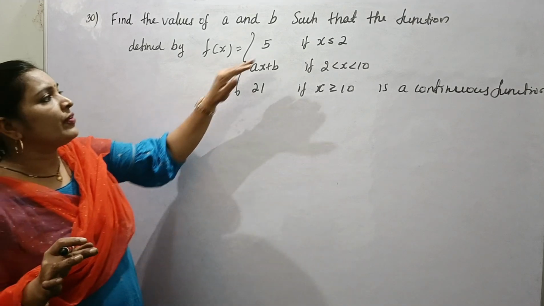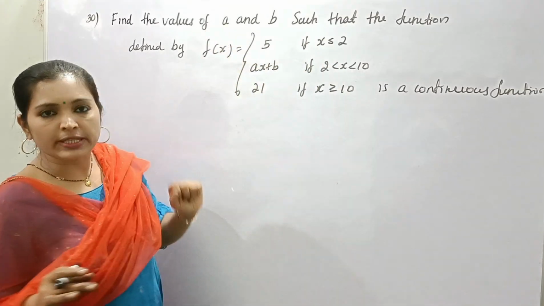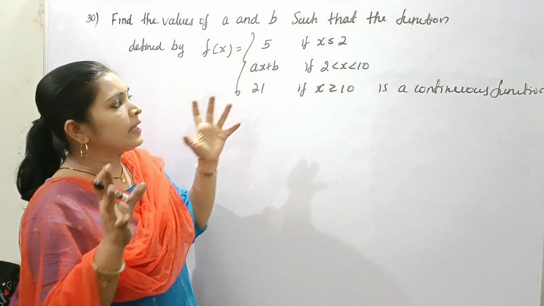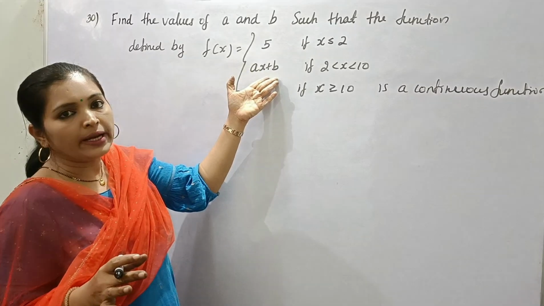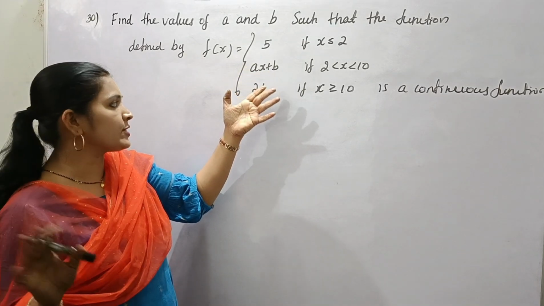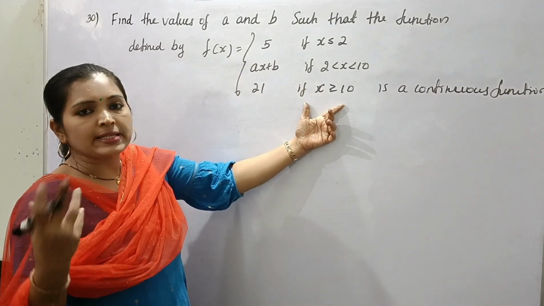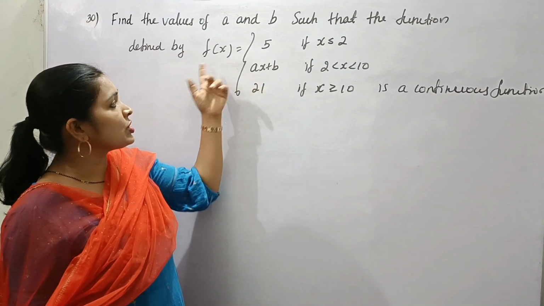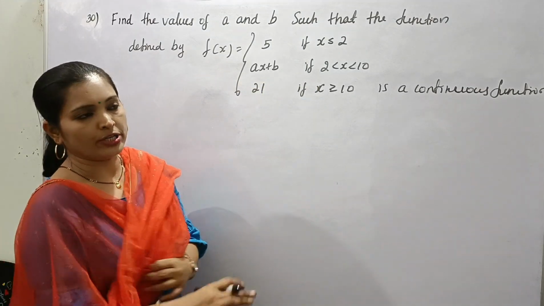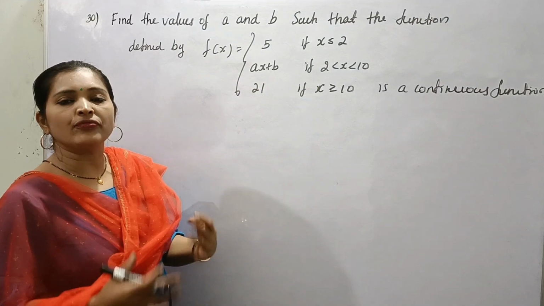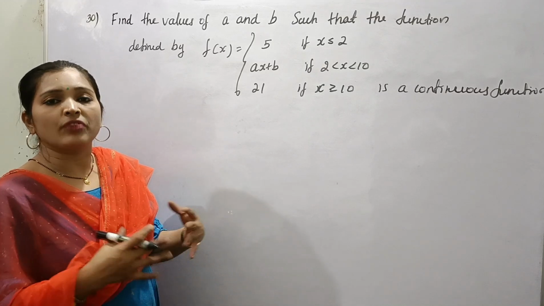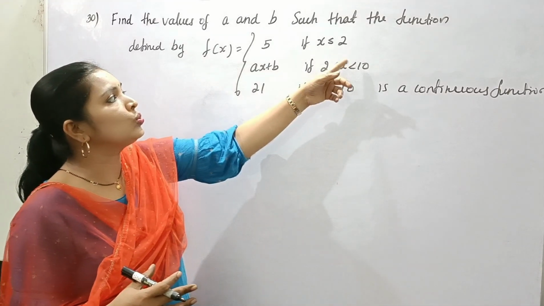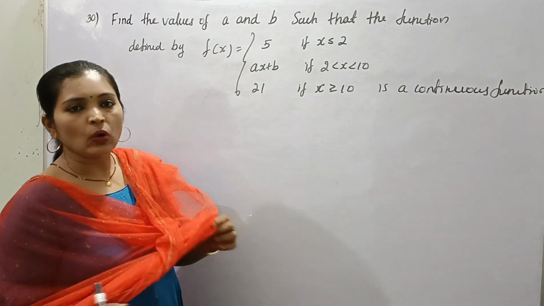And here we know that when x is less than 2, the function is continuous. And in the interval 2 to 10, the function is continuous, right? Ax plus b is a polynomial function, it is also continuous. And when x is greater than 10, the function is a constant function, it is also continuous. So individually we can check the continuity of the function at x is equal to 2 and 10.